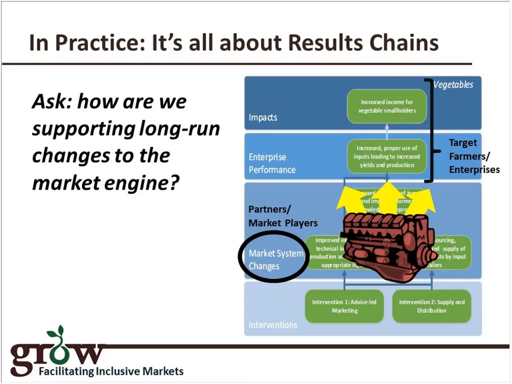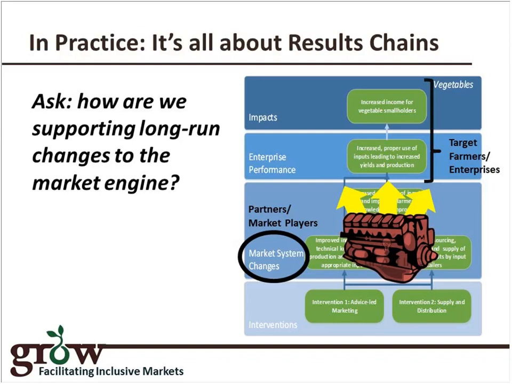The question I'm always asking our team is how are we supporting the long-run changes in the market engine? We see that market system as the engine. So how are we feeding into people like agri-dealers or the government, those partners, in a way that they can continue on an ongoing basis to serve our target group?